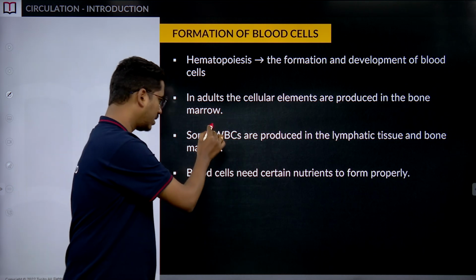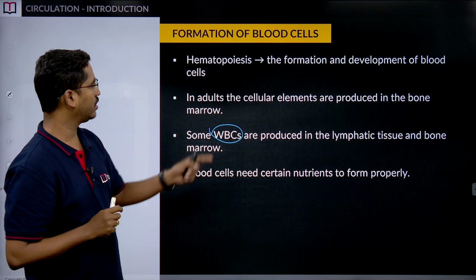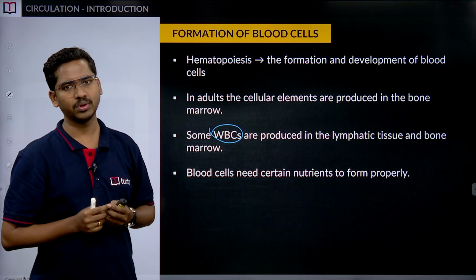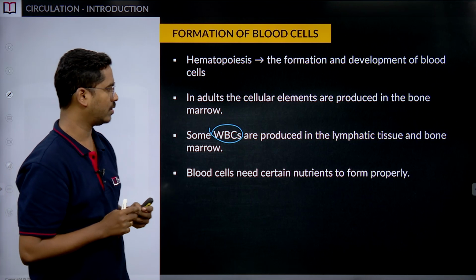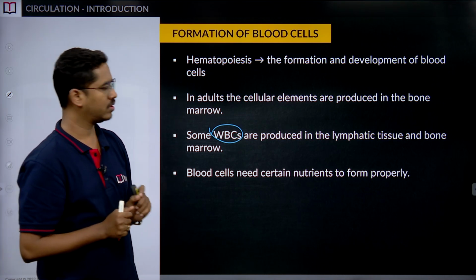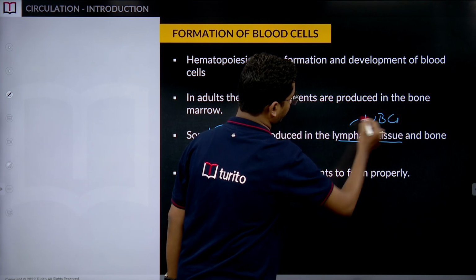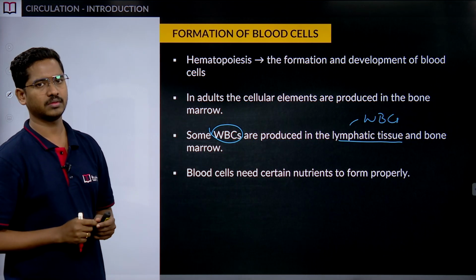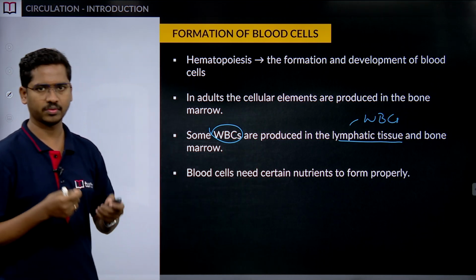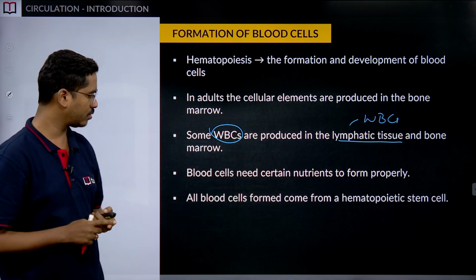That means, I was telling about an exception. Your red bone marrow would be involved in the formation of all the types of blood cells, but red bone marrow alone cannot account for the formation of the required number of WBCs. So, lymphatic tissue also accounts for the formation of WBCs, right. So, that is one thing. Blood cells need certain nutrients to form properly, because they are cells too. They are forming inside our body, so they also need various nutrients, right.